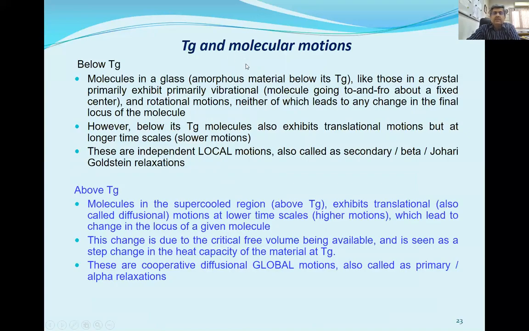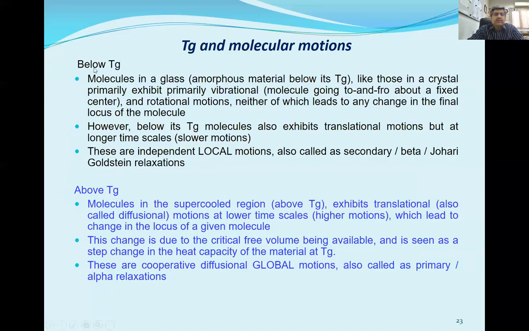Now we'll understand the molecular motions with specific reference to amorphous material, and we will discuss two scenarios. First, we will discuss the molecular motions that occur below the glass transition temperature, and then we will be discussing the molecular motions that occur above glass transition temperature. Remember, below the glass transition temperature, the material is in the glassy state, and above the glass transition temperature, the material is in the supercooled liquid state.